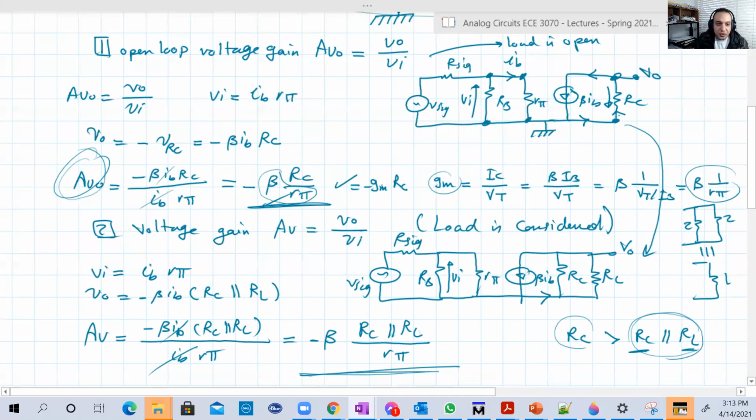Okay, guys, that was it for this common emitter circuit. We're going to explore more circuits in the next video.